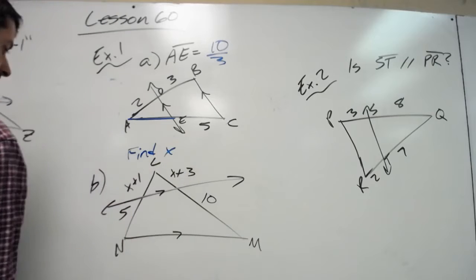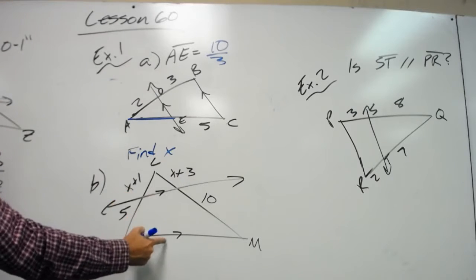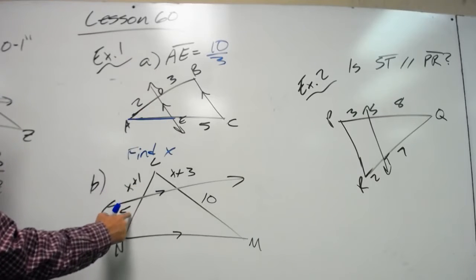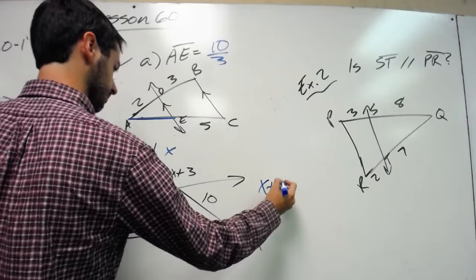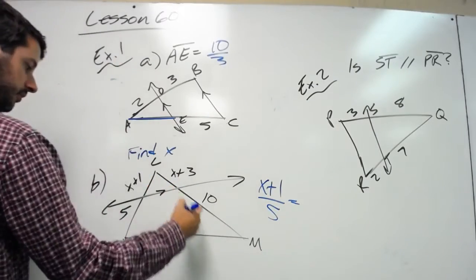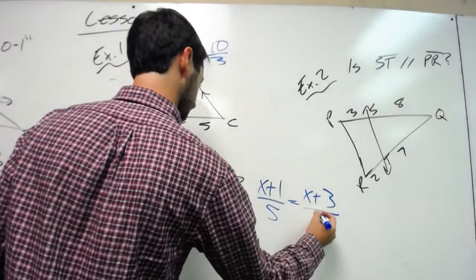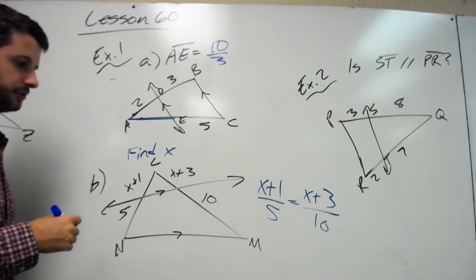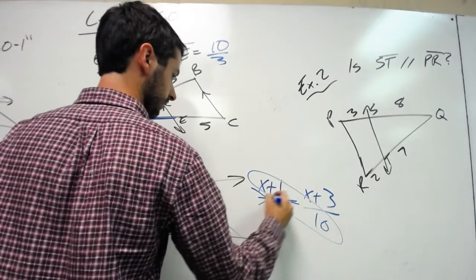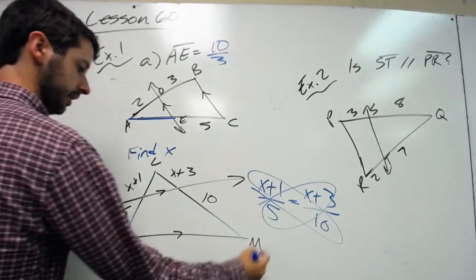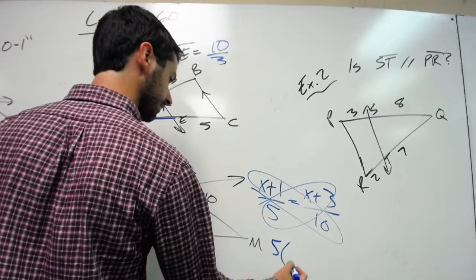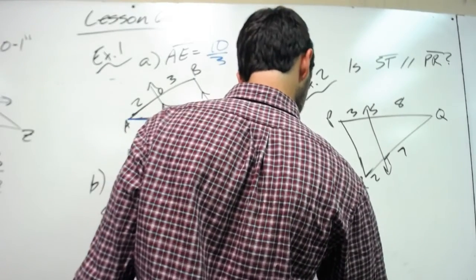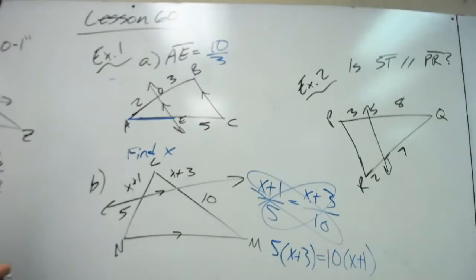We can do the same thing. We can set up a proportion because we know that these lines are parallel and it goes through the sides of the triangle. So we do top over bottom, x plus 1 over 5 equals top over bottom, x plus 3 over 10. Cross multiply. We're doing 5 times the quantity of x plus 3 equals 10 times the quantity of x plus 1. So we have to distribute.